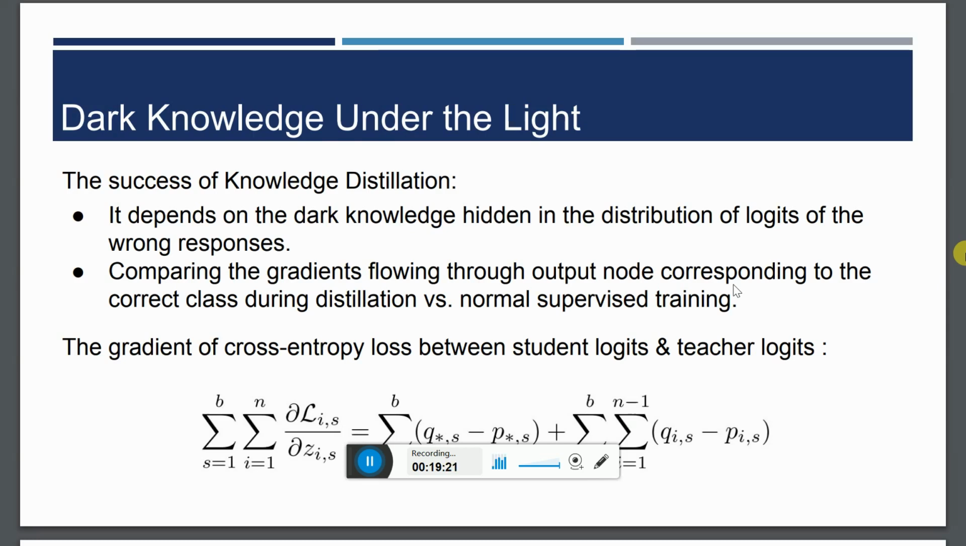So we can get this knowledge from this. And another valid explanation might be found by comparing the gradient flowing through the output node corresponding to the correct class during distillation versus normal supervised training. So the gradient of the cross entropy loss between student logits and teacher logits is shown here. In this, the first term corresponds to the gradient of the correct choice, whereas the second term corresponds to the information incoming from the wrong outputs, that is, through dark knowledge.